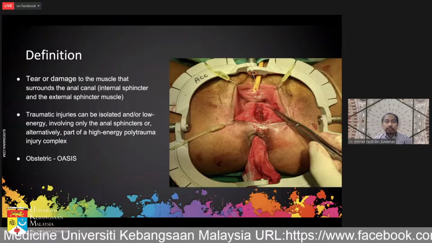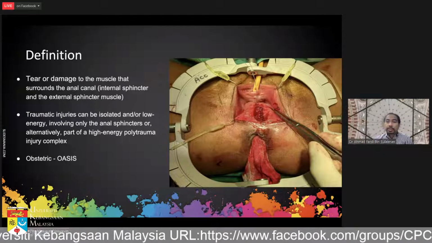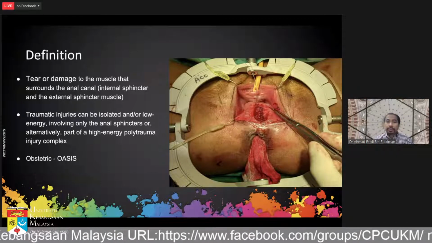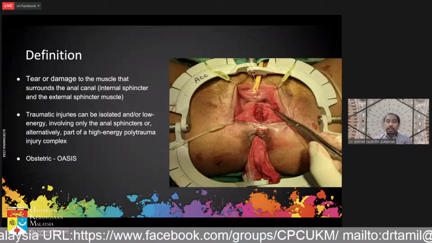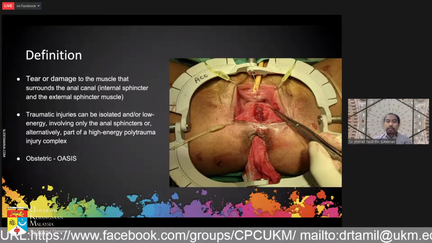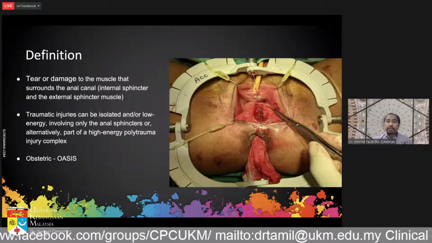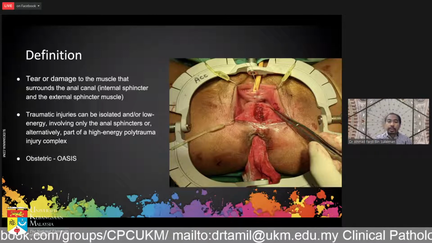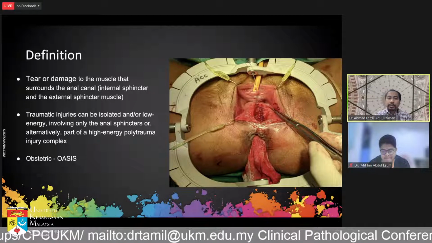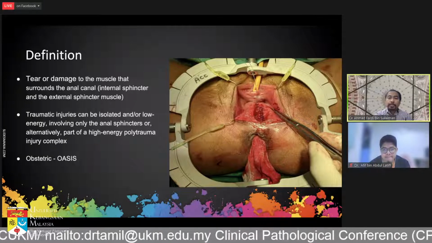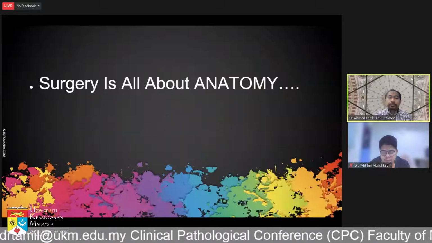So the definition of perineal injury, sphincter injury, is a tear and damage to the muscles that surround the anal canal, which consist of the internal sphincter and also the external sphincter muscles. The traumatic injury can be isolated, with low energy involving only the anal sphincter, or alternatively high impact energy with polytrauma. But not least, traumatic sphincter injury also happens in obstetrics, mainly in obstetric sphincter injuries.